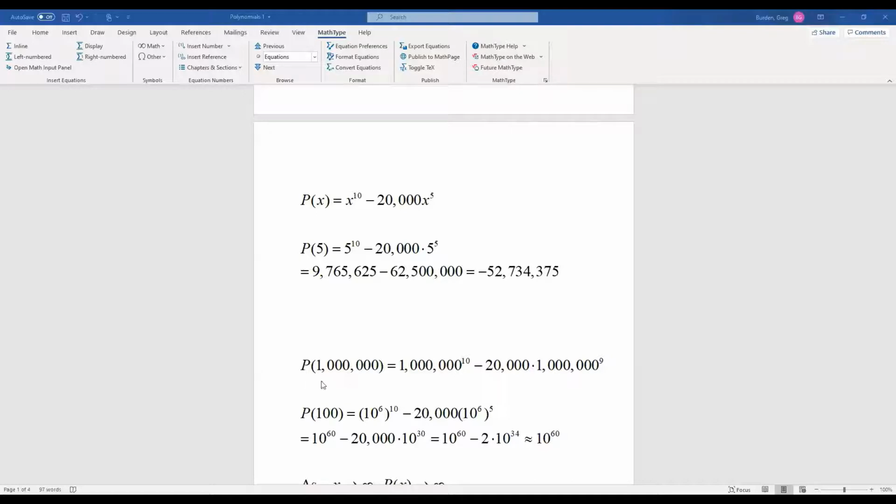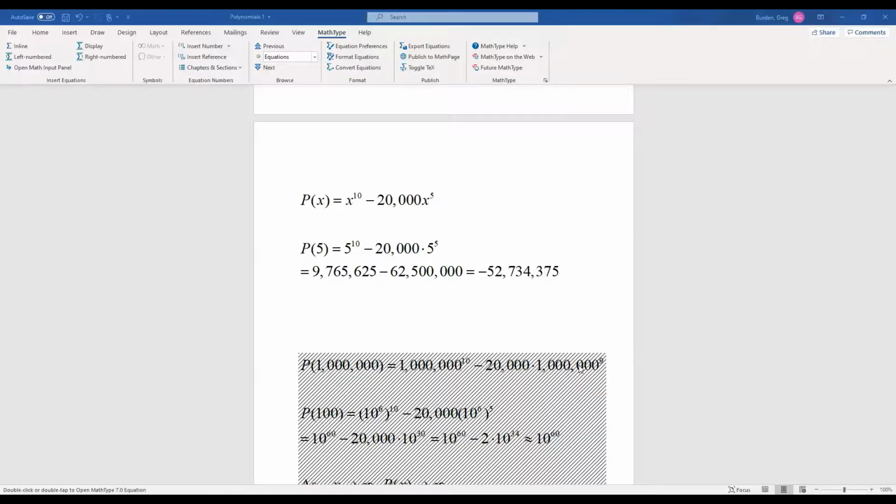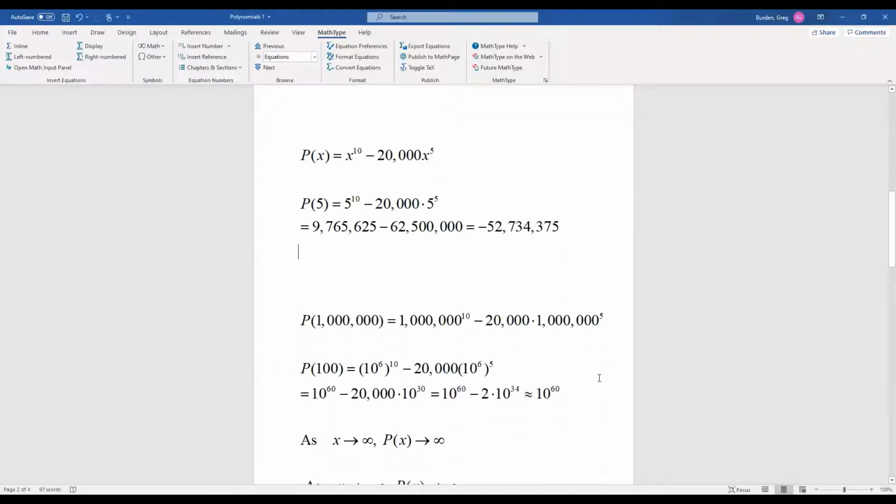So suppose we plug in a million, same function. P of a million is a million to the 10th minus 20,000 times a million to the, that should be a 5 there. Same function as before. Okay, so anyway, if you work this out, it's not necessarily all that meaningful to plug these numbers into a calculator because it turns it into scientific notation and you have to read the scientific notation. So to avoid that, I'm just going to go ahead and use properties of exponents, which of course is what scientific notation is predicated on.